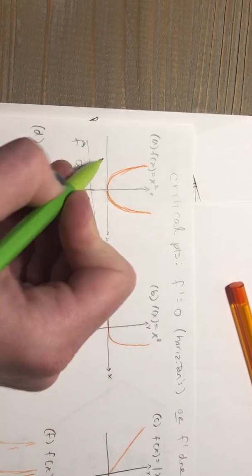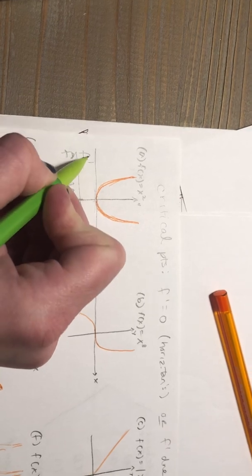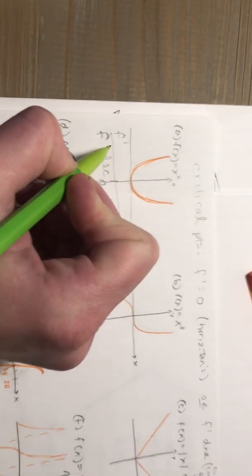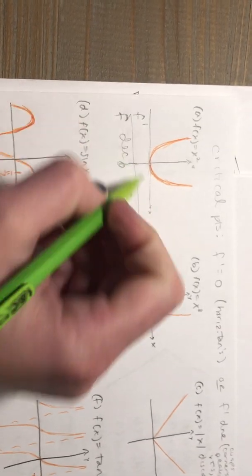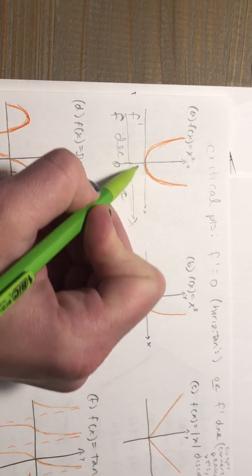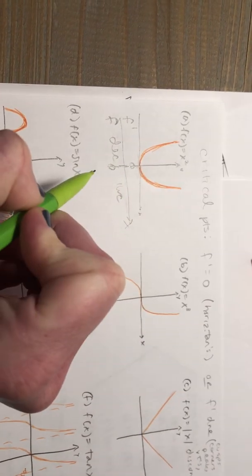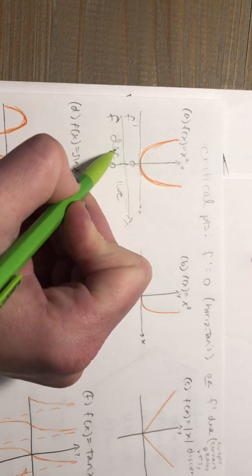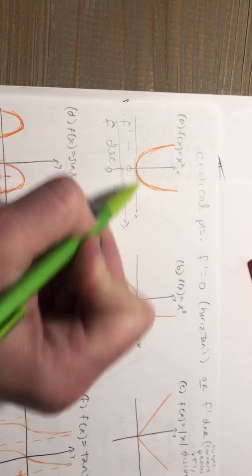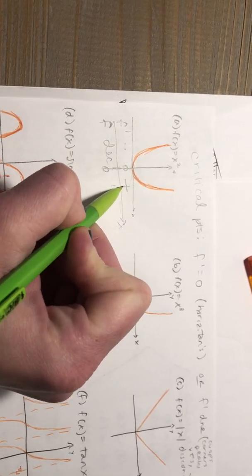Okay, so then I put in information about f prime. The information I take about f prime is whether or not it is positive or negative. So when I have a horizontal tangent, f prime has a value of 0. Okay, when f is decreasing, f prime is negative. When f is increasing, f prime is positive.